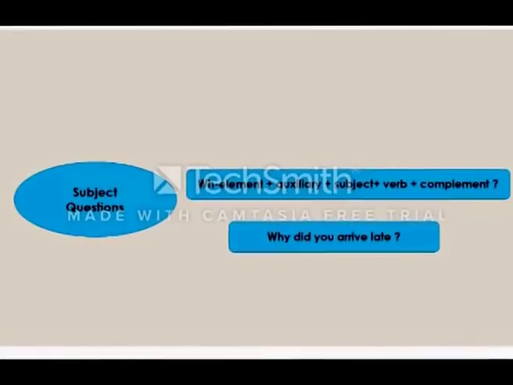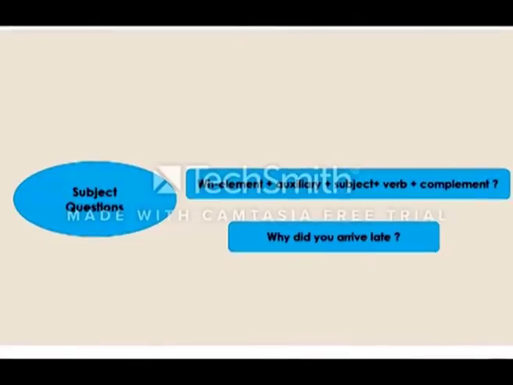That's it, lessons for today. We have the subject question. First of all, we start with the universal structure for making a question. We need the WH element, the auxiliary, the subject, the verb plus the complement. As an example: Why did you arrive late?